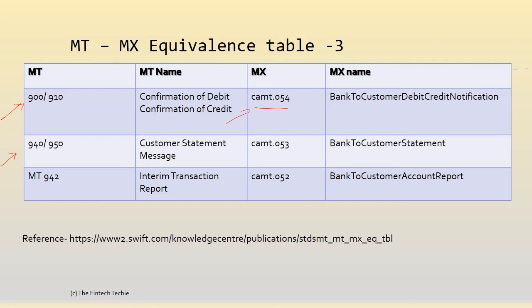Similarly, you have an MT940 and an MT950, which is detailed and summary, and the equivalent again is only one, CAMT 053, called bank to customer statement. Coming to MT942, which is similar to 940, but it's an interim report. The equivalent here is again CAMT 052, which is a bank to customer account report. So just see the difference here. The statement and the interim one is known as a report. So all these you can find out in this reference portal on the SWIFT's website, which is given in the description box as well.